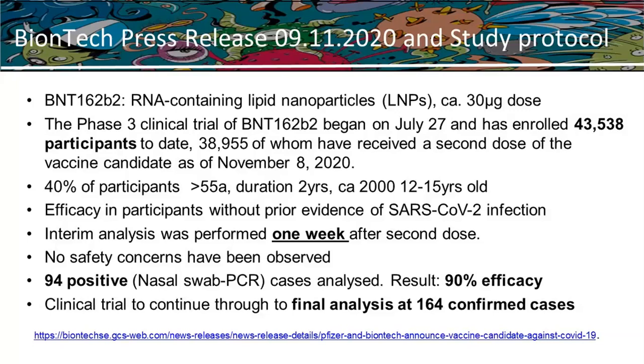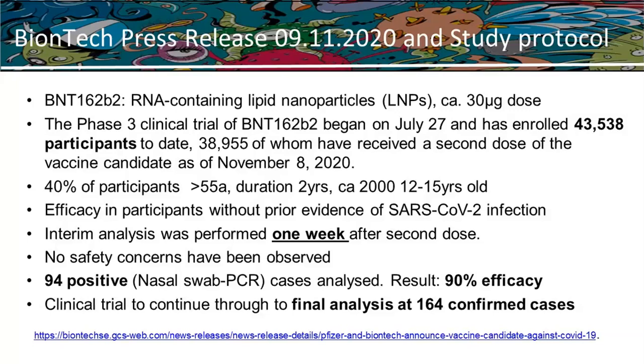And all of these phase 3 clinical trials have enrolled more than 40,000 participants. Half of them get a placebo, and the other half get the vaccine. And in the case of BioNTech, they chose 40% of participants to be older than 55 years old, because this is the group at risk. But they have also included some teenagers.